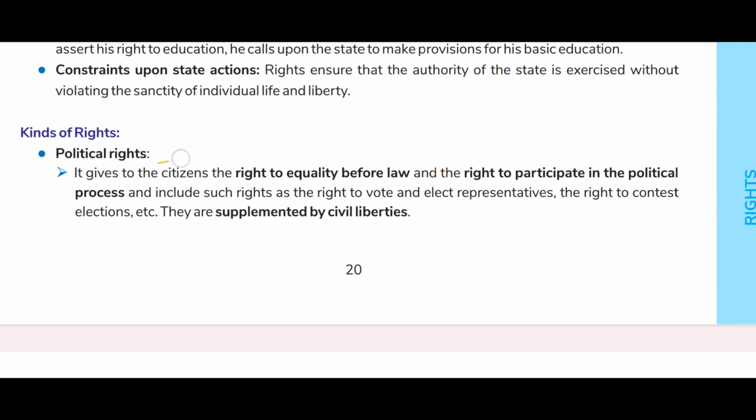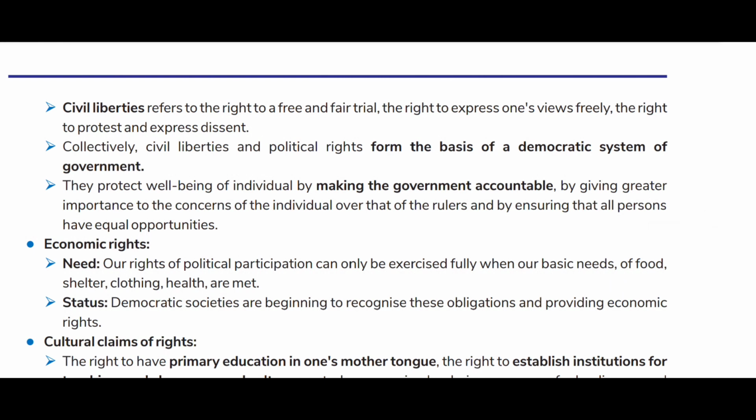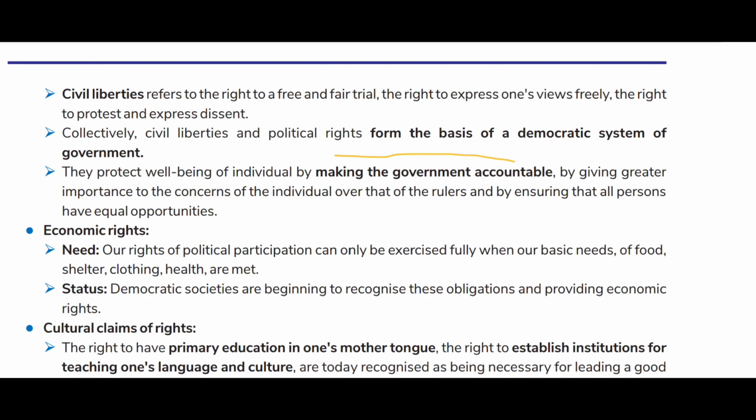Kinds of rights. Political rights. It gives the citizen the right to equality before law and the right to participate in the political process, and includes such rights as the right to vote and elect representatives, the right to contest elections, etc. They are supplemented by civil liberties. Civil liberties refer to the right to a free and fair trial, the right to express one's views freely, the right to protest and express dissent.